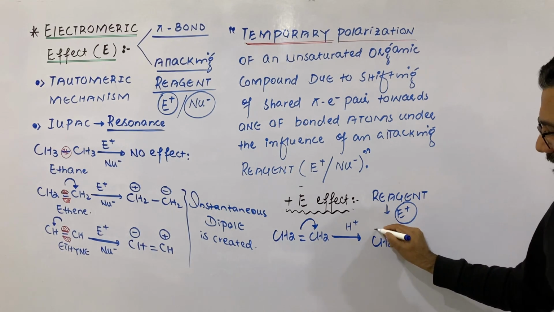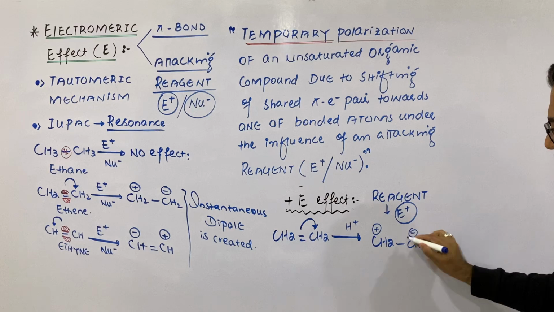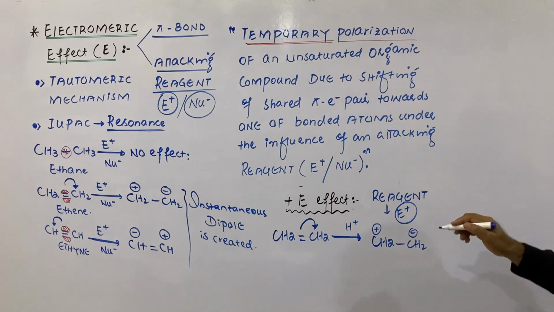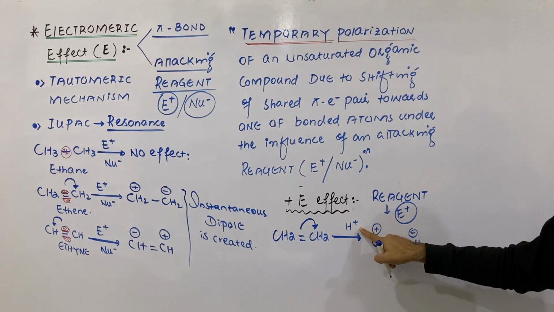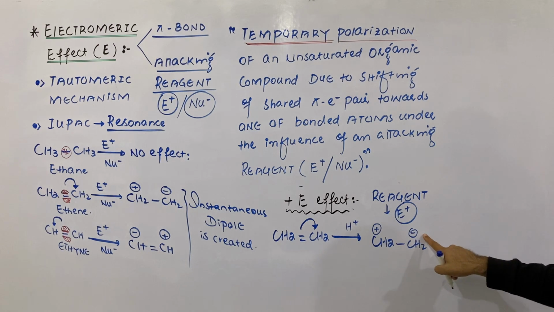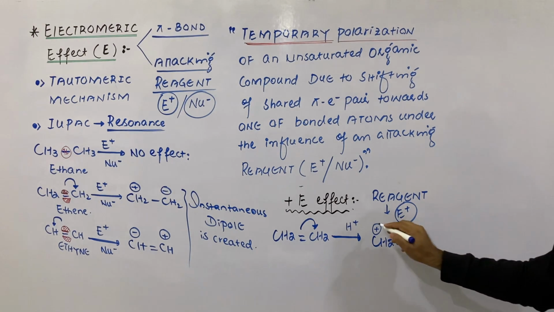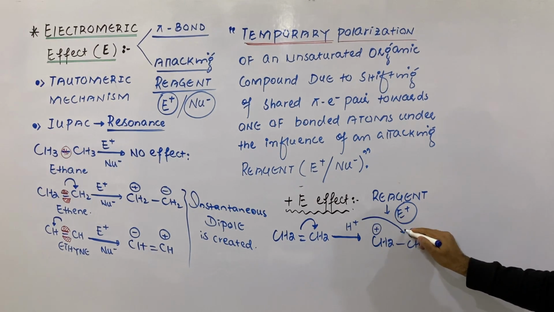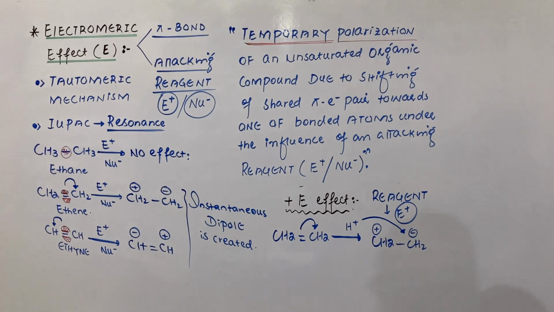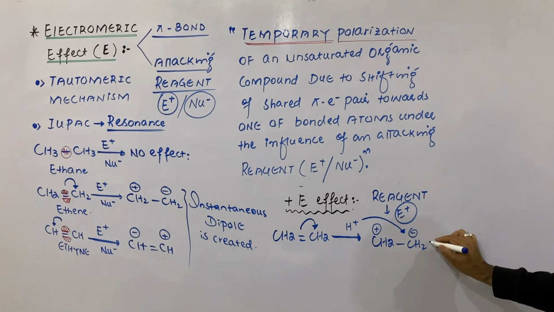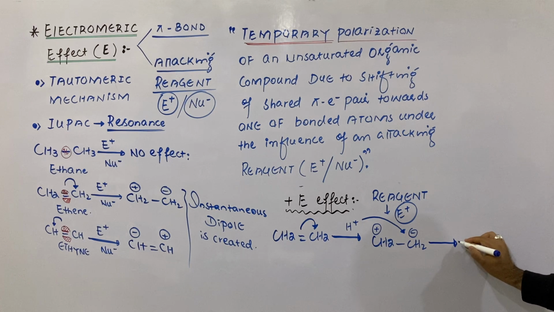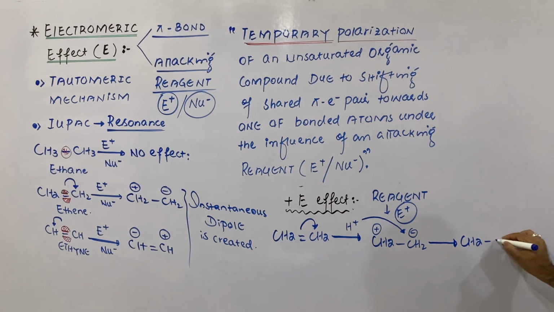a temporary dipole is generated. Now, my dear students, this H positive will obviously be attracted towards the negative carbon. So you will say that the electrophile will attack on the negative end of the dipole. As a result, this carbocation is produced. It means the first condition was that the reagent should be an electrophile.